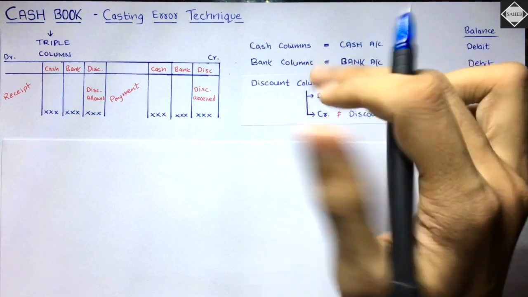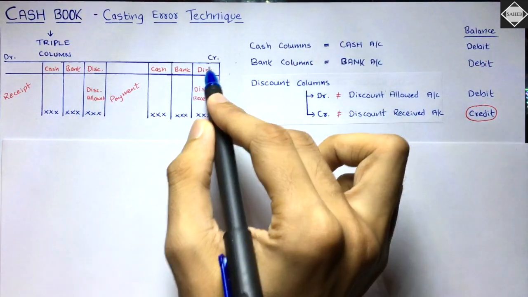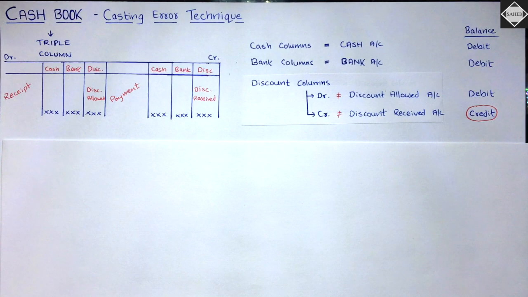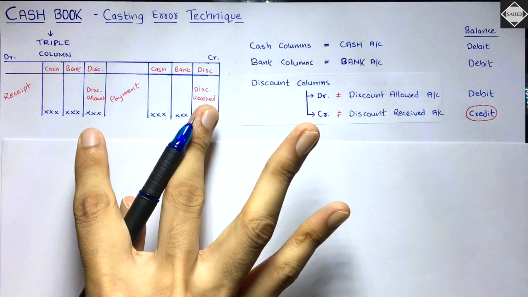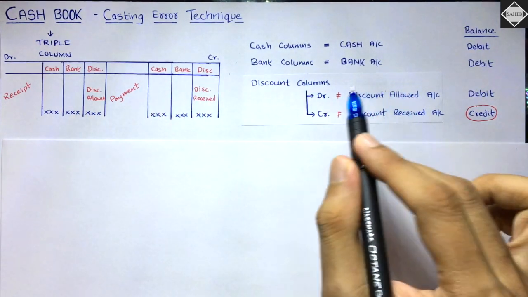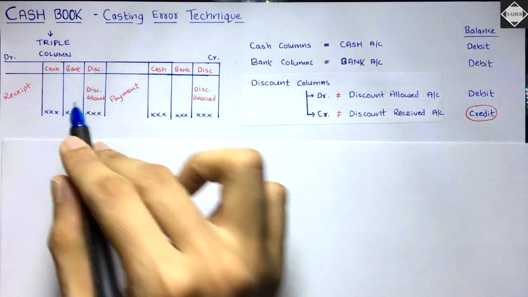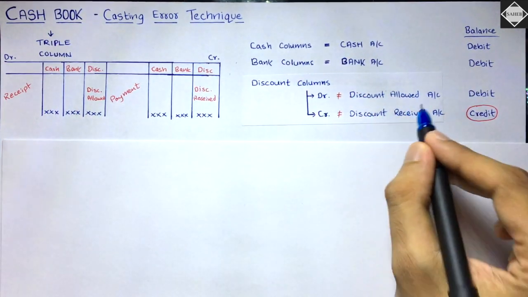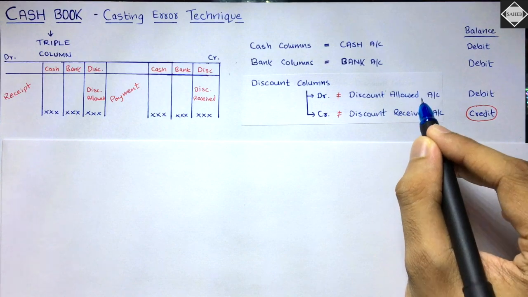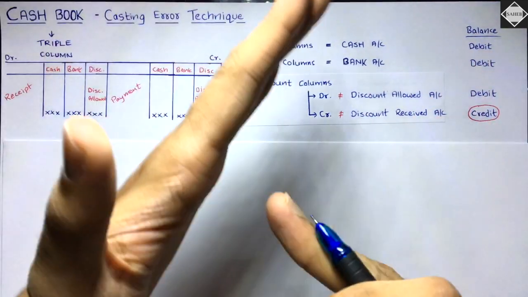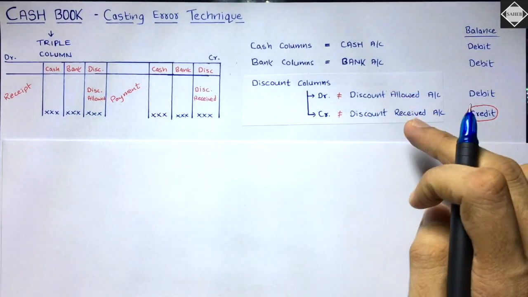But the discount columns are not like that. Discount columns, you have here, see, debit column and credit column, right? They are just columns over here. These are not equal to ledger accounts. Discount column on the debit side is not equal to the discount allowed account. You have to prepare a separate T account, ledger account, for discount allowed and discount received.